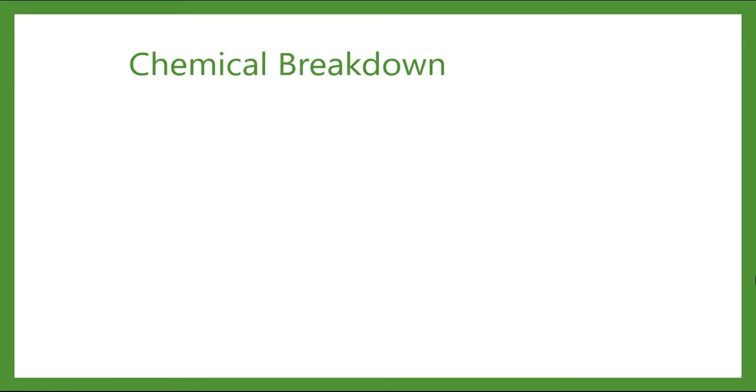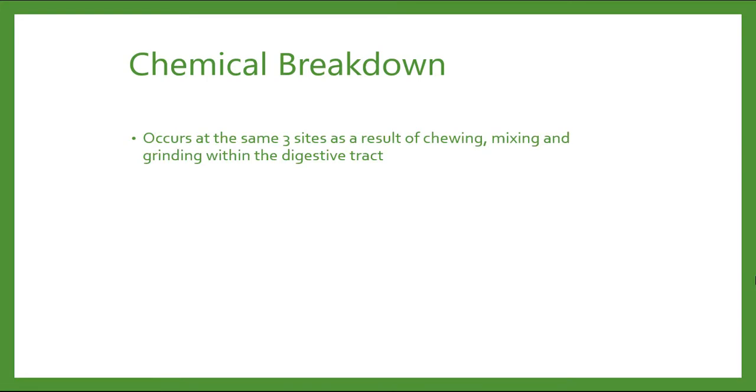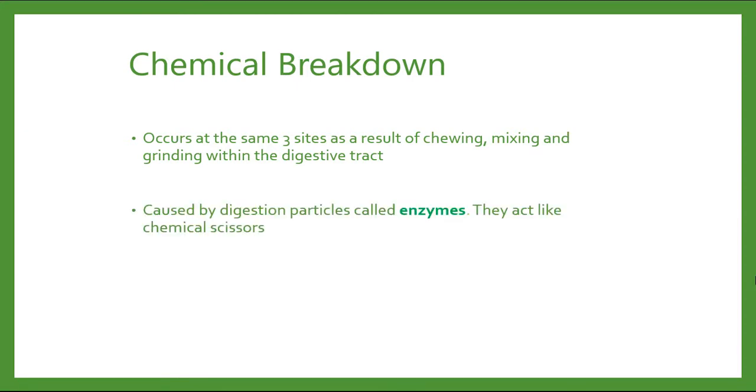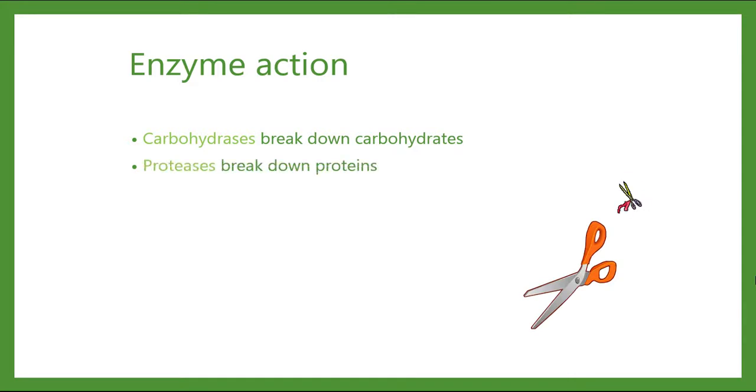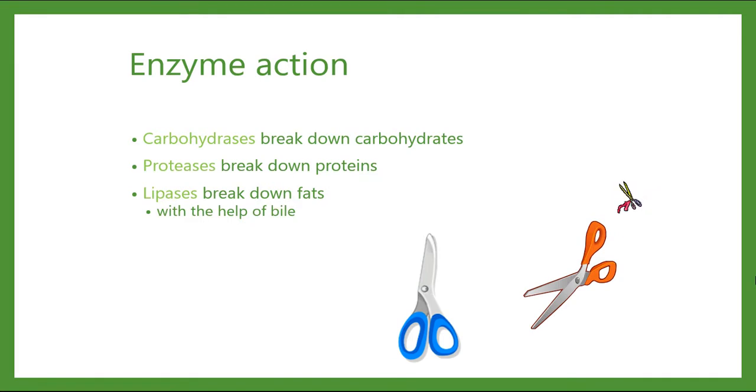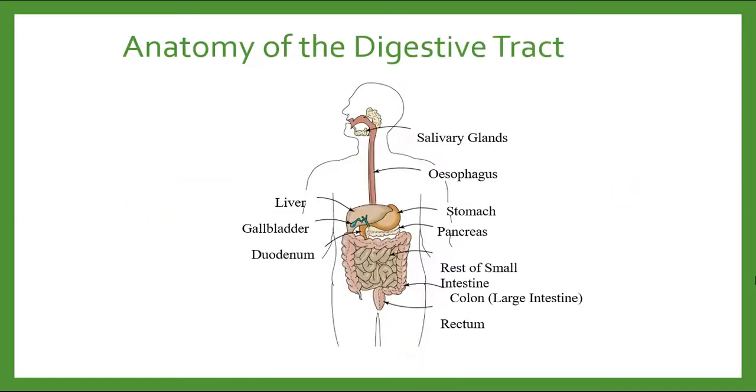We also have chemical breakdown at the same 3 sites. Because things are being chewed and mixed and ground with substances of the digestive tract, they can be broken down by chemicals, in particular enzymes. There are 3 main enzymes: carbohydrases, to break down carbohydrates; proteases, to break down proteins; and lipases, which break down fats. Now they do this with the help of a substance called bile, which we'll talk about later on.